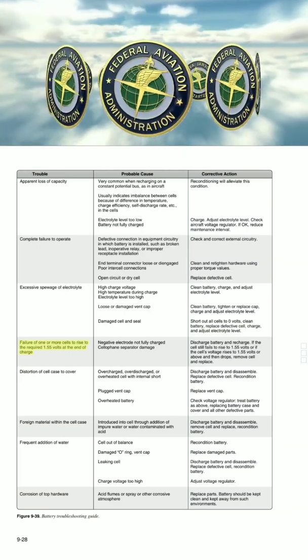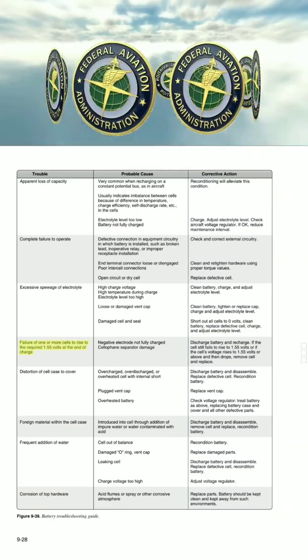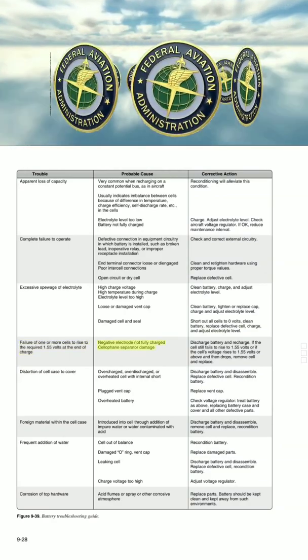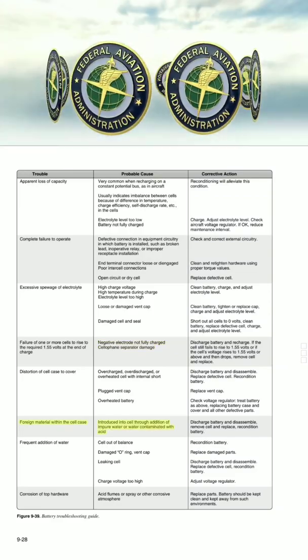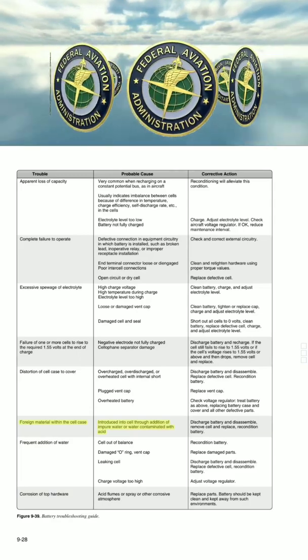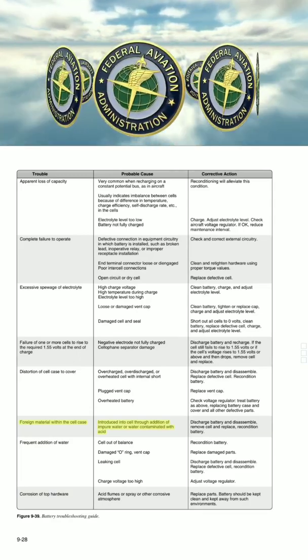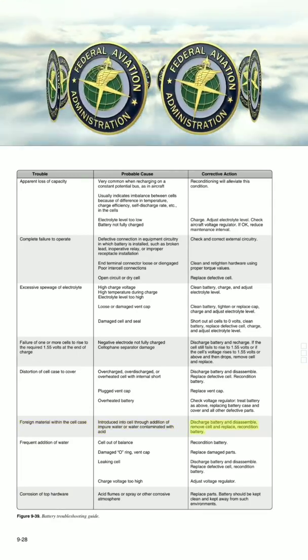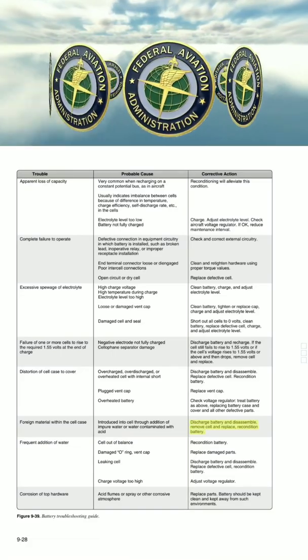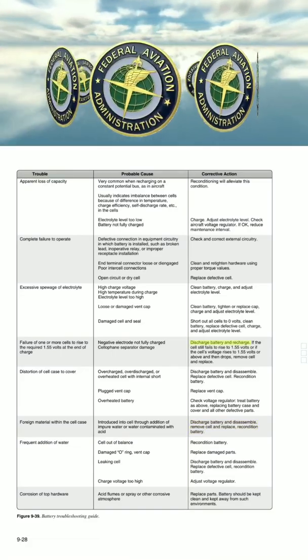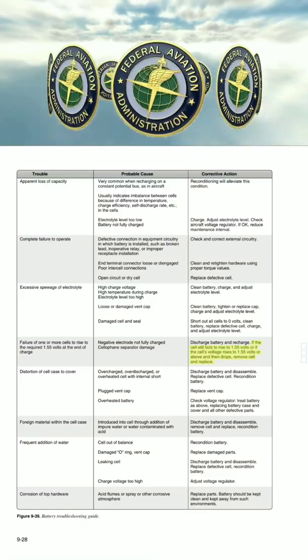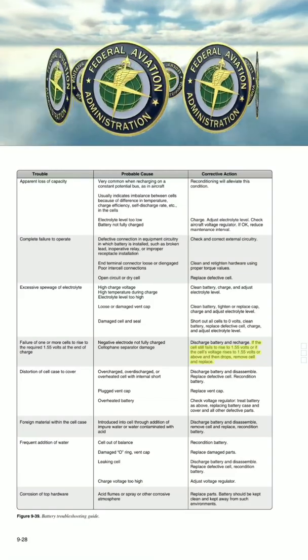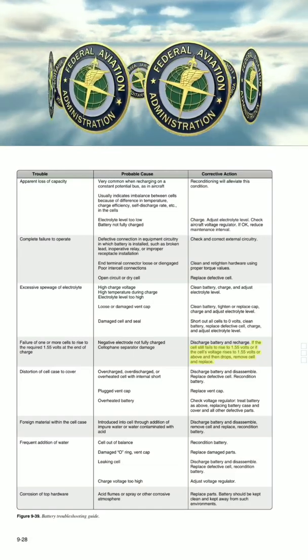Failure of one or more cells to rise to the required 1.55 volts at the end of charge. Negative electrode not fully charged, cellophane separator damaged, or foreign material within the cell case introduced through addition of impure water or water contaminated with acid. Discharge battery and disassemble, remove cell and replace, recondition battery. Discharge battery and recharge. If the cell still fails to rise to 1.55 volts, or if the cell's voltage rises to 1.55 volts or above and then drops, remove cell and replace.